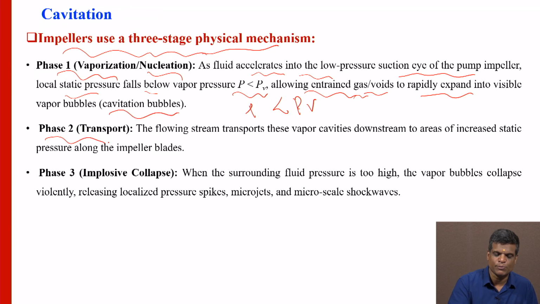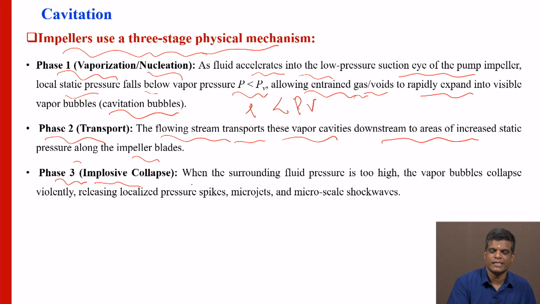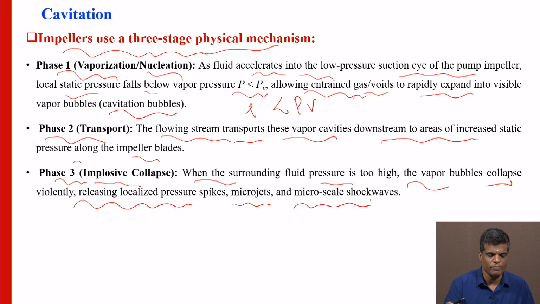Then phase 2 is transport. The flowing stream transports these vapor cavities to the downstream area of increased static pressure along the impeller blades. Then phase 3 is the collapse. When the surrounding fluid pressure is very high, the vapor bubbles collapse, releasing localized pressure spikes, microjets and micro-scale shock waves. So, that is the 3-stage physical mechanism.